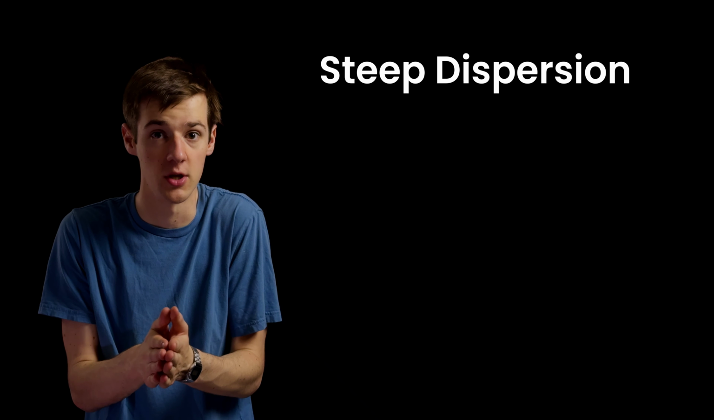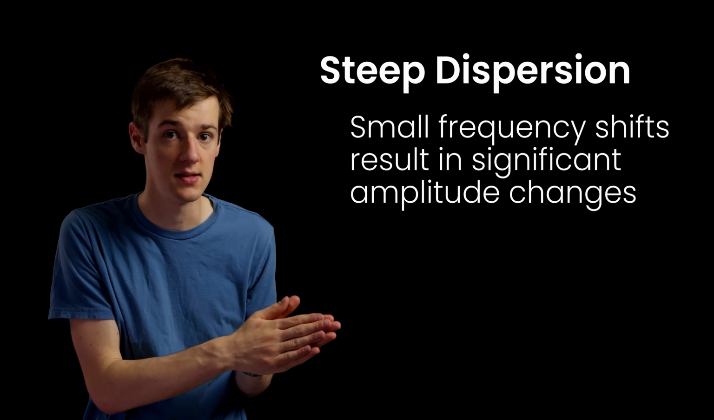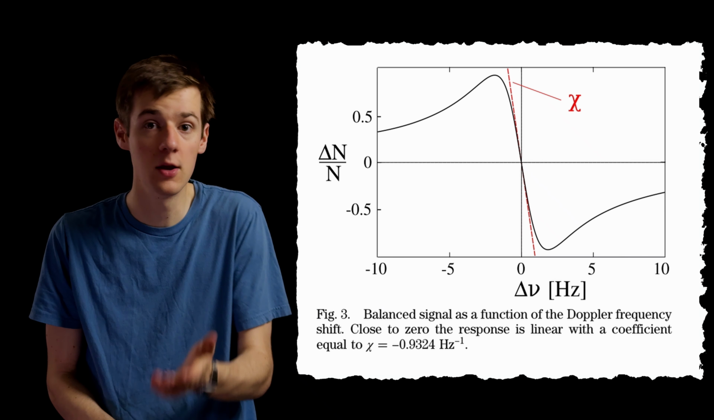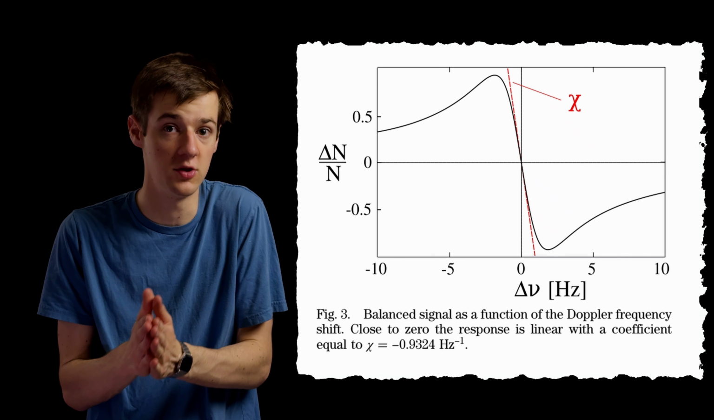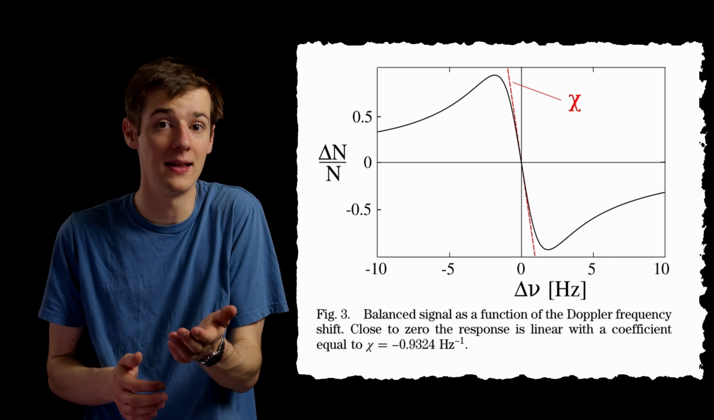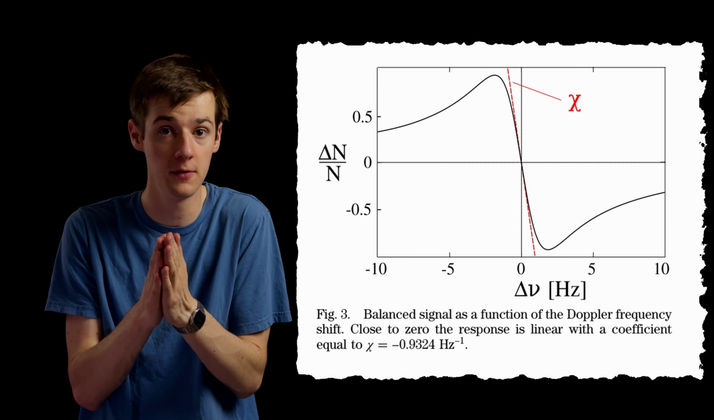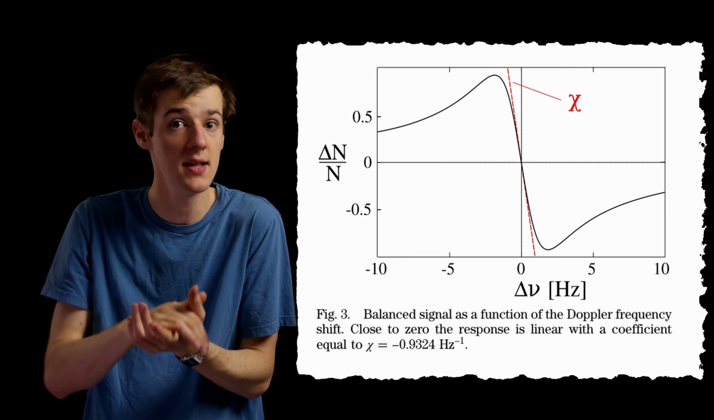A crucial element in this setup is what's called steep dispersion, which is the relationship we see between the change in frequency and the change in intensity. When we plot the frequency shift on the x-axis and the intensity shift on the y-axis, we get a graph that looks like this. And we can approximate the relationship between the two with small frequency shifts as linear. And the slope of that linear relationship is very, very steep, meaning a small change in frequency results in a large change in intensity. And the difference in intensity is quite simple to measure.